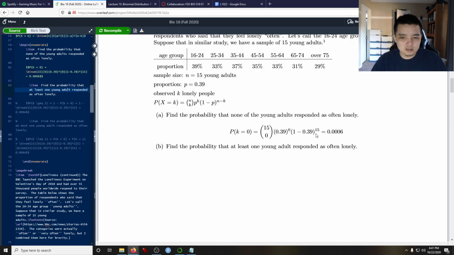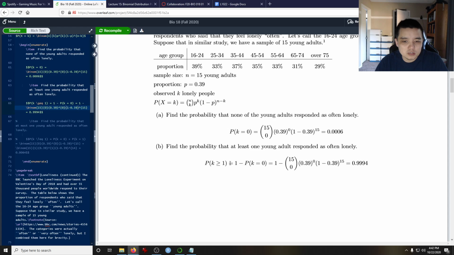But rather than doing 15 versions of this calculation, remember that our strategy, the probability that k is greater than or equal to 1, is to take the complement of the probability that k is 0. Because at least 1 is completely the opposite of the task I had in part A, that none of the young adults felt lonely often. And then as you can see, the rest of the calculation is simply the complement of what we had in part A, the remaining 99 plus percent.